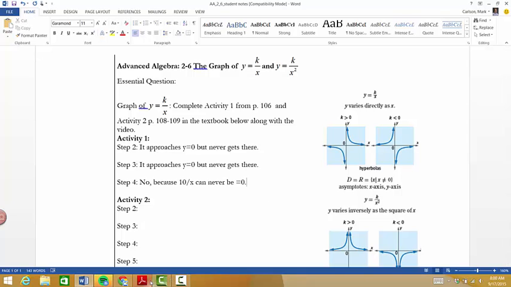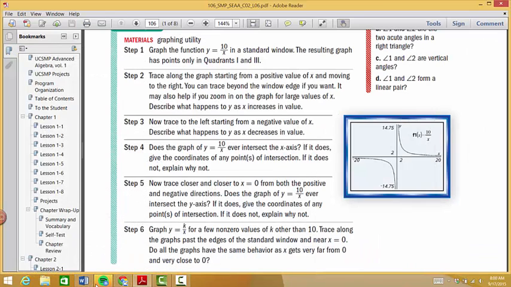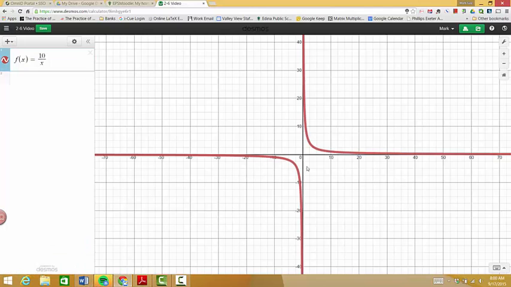The other portion of the activity asks us to look at it from the standpoint of getting closer and closer to 0. You'll notice that as it gets closer and closer to 0, it approaches x equals 0, but never gets there. What that means is that both of these, the x and y axes, x equals 0 and y equals 0, are lines that the curve approaches but never touches.